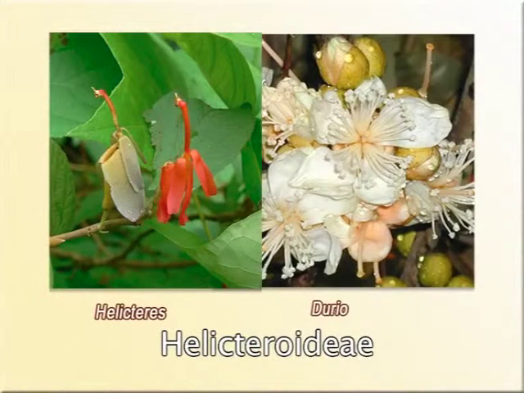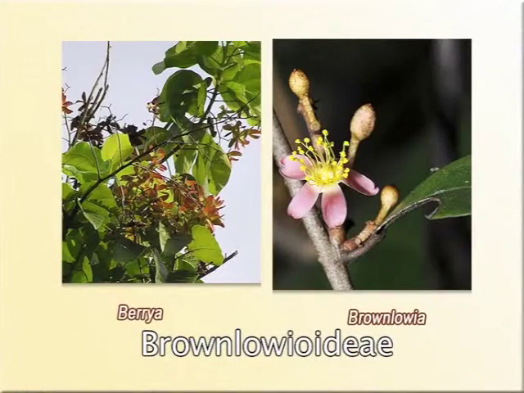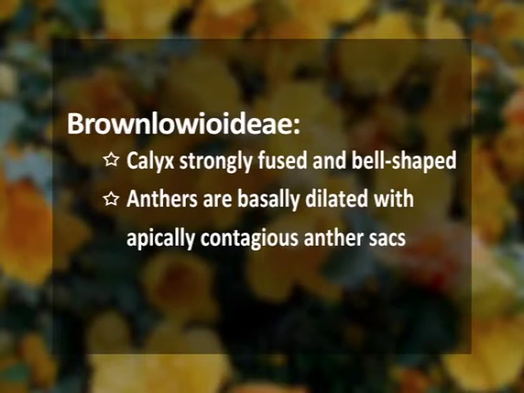The Helicteroideae subfamily, as represented by Helicteres, Durio, and other relatives, shows a common feature of the presence of an androgynophore. One more subfamily by the name Brownlowioideae is represented by genera like Berrya, Brownlowia, and their relatives. The Brownlowioideae have their calyx strongly fused, and this calyx is bell-shaped.